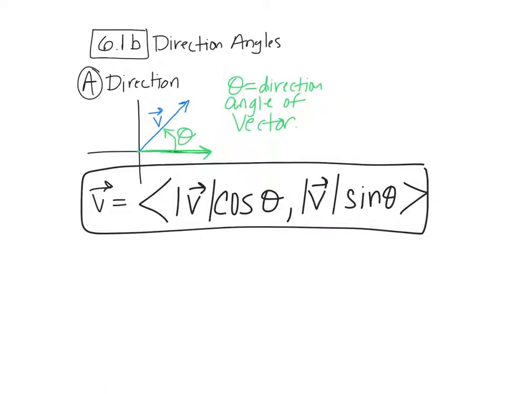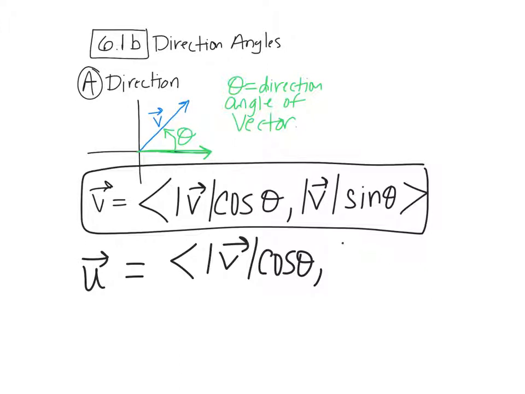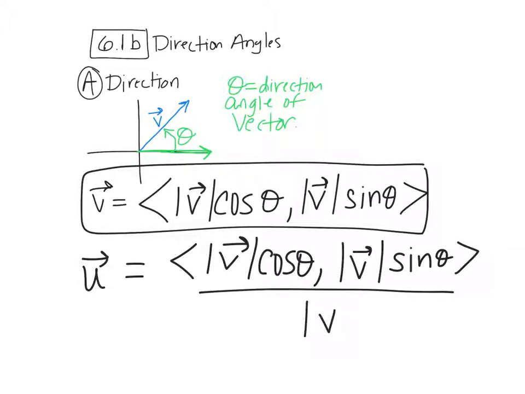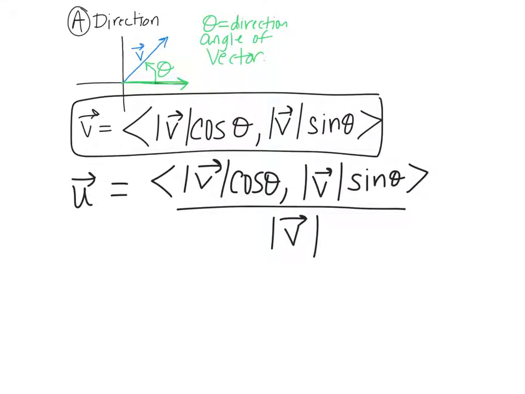Now, if you had a unit vector, let's call it U, and we took vector V and we made it into its unit vector, which means we would take the magnitude of V cosine theta, the magnitude of V sine theta, and how do we find a unit vector? What do we divide it by? You did this last night. Magnitude. It's magnitude, yes, perfect. To find a unit vector, you take a vector in component form, you divide it by its magnitude, and look what happens. When you divide, those will reduce. And you end up getting that a unit vector is simply cosine theta, sine theta.